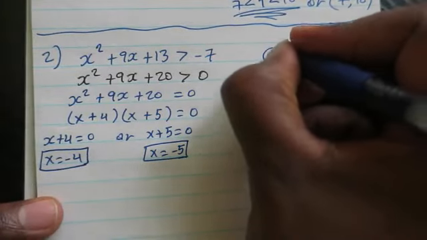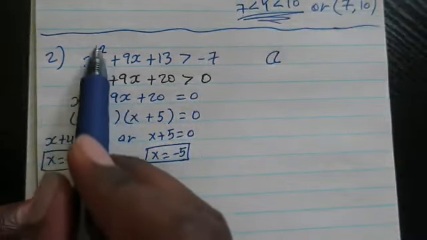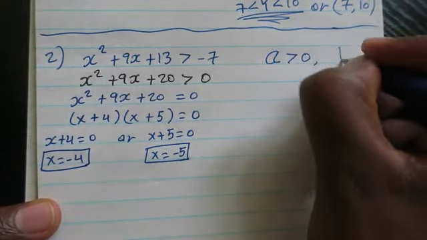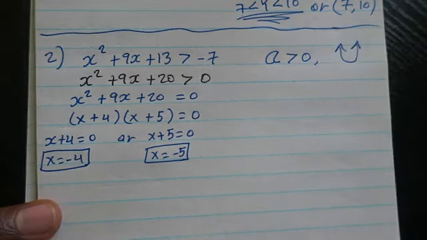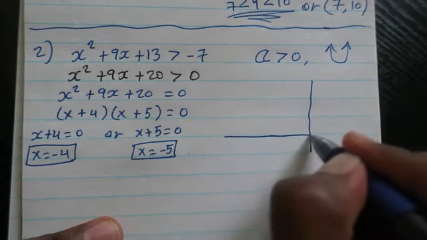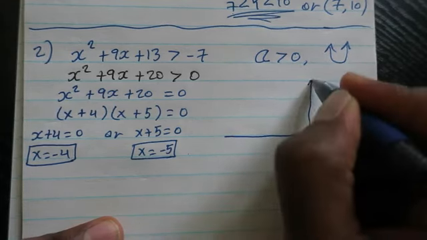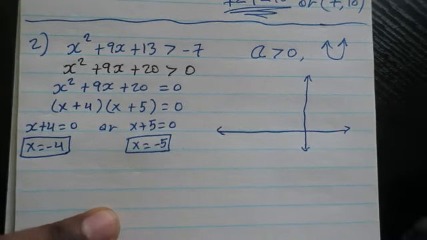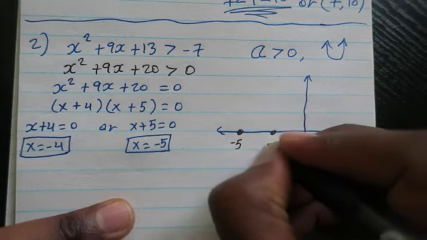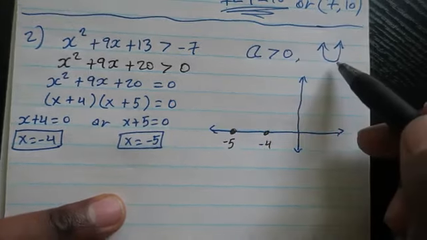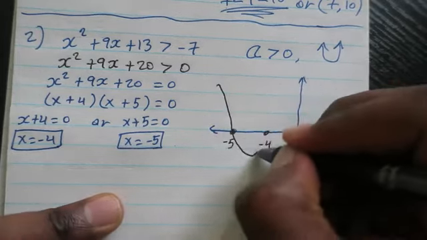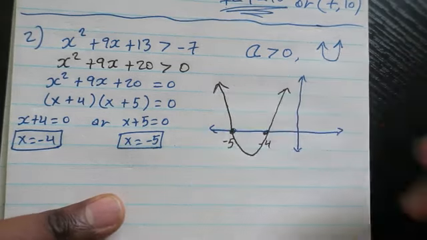Now let's look at the a value. Since I have a positive x squared here, that tells me my a is greater than 0, meaning the parabola is going to open up. And let's do a random sketch. -5 would be right here, and let's say -4 is right over here. My parabola is going to look like this, and it should pass through those two points. So a random sketch would be that right here.